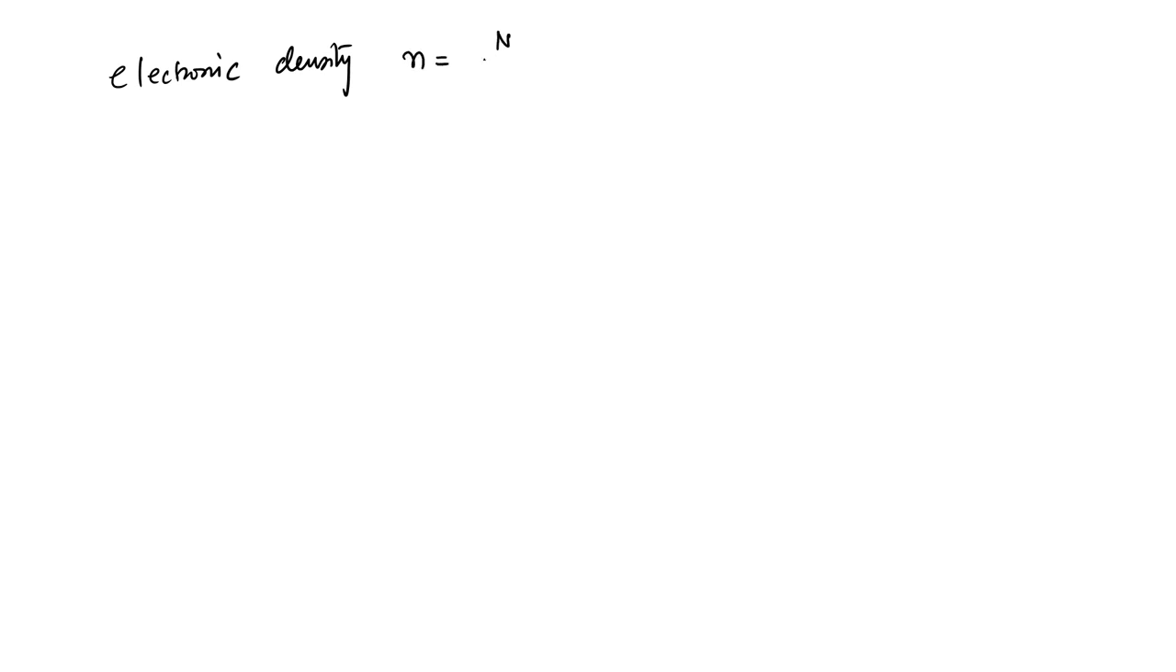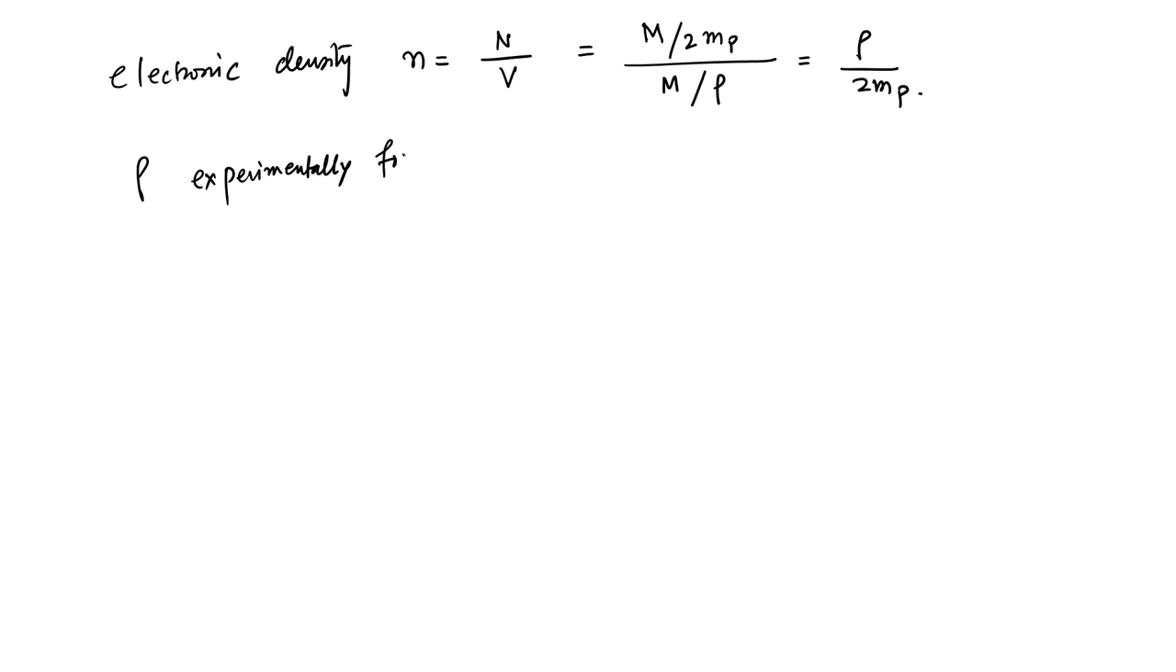And this density is equal to N over V, and this is like M over 2 M_P, that's equal to N, and this is M over rho, that's the density, okay. So, this is rho over 2 M_P, okay. So, rho is experimentally found to be equal to 10 to the power 7 gram per cc. And if you put it there, and of course, we know that M_P is equal to 10 to the power minus 24 grams, the electronic density comes out as 10 to the power 30 per cc.